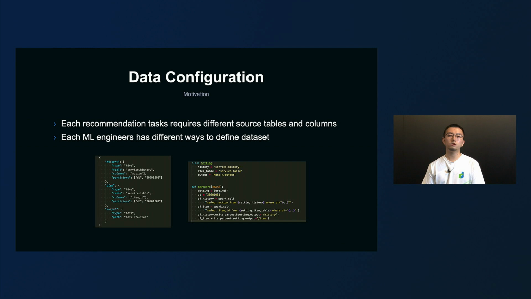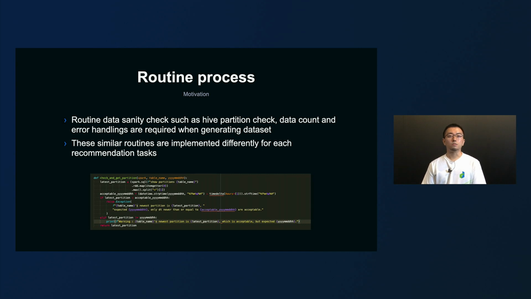noise. Many machine learning engineers, when creating recommendations, were doing the necessary setting with their own formats. That meant the setting method was different for each recommendation. In some cases, the filter conditions were the parameters, and in other cases, the settings were written directly in the query. On top of that, when generating the dataset, there are other tasks that need to be done, such as routine data sanity checks, such as Hive partition check. Since these similar routines were implemented differently for each recommendation, the code was not very readable.